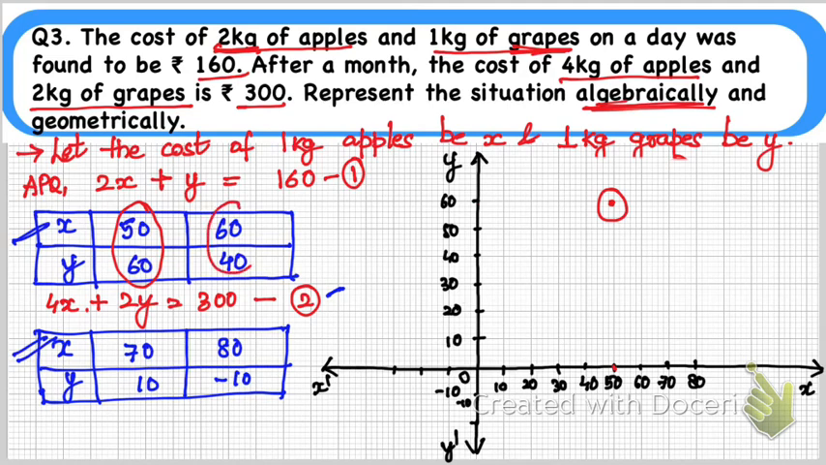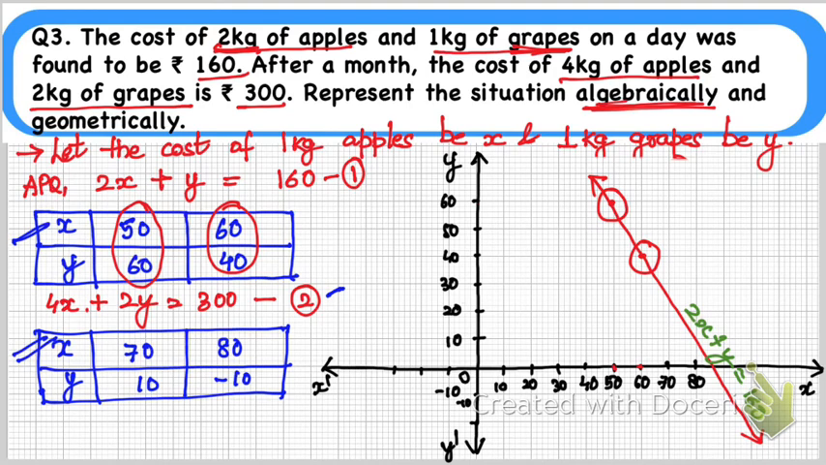Now the second is 60, 40. So x 60 will be here and y 40 will be here. So 60, 40 will be somewhere here. Now we will join these two points. So this is the line that we have got for the equation 2x plus y is equal to 160.